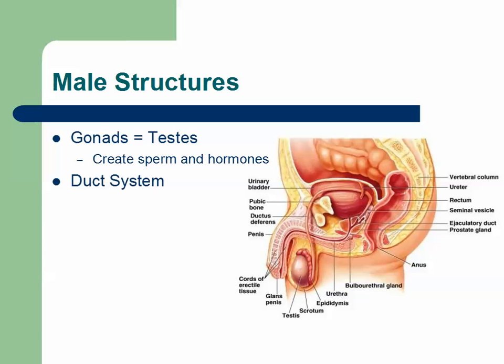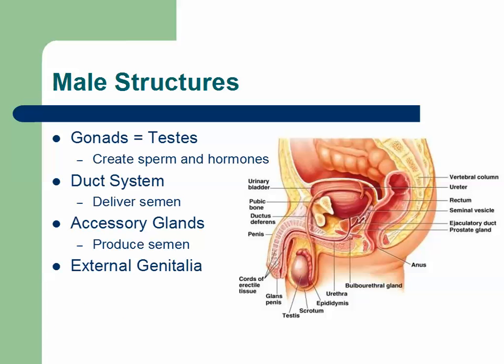Then there's a duct system, which leads from the gonads out to the external part of the body, and there's going to be several different parts of this pathway. And this is the way that the semen is delivered. And then there's accessory glands, and these make the semen. And lastly, there's the external genitalia, the things that surround these internal structures and help with delivery of the sperm. So they house the testes, and again, they aid in the delivery.